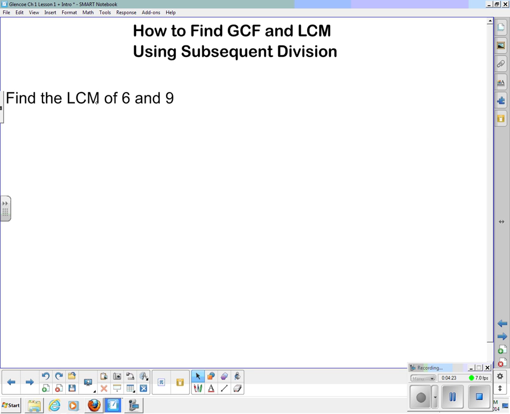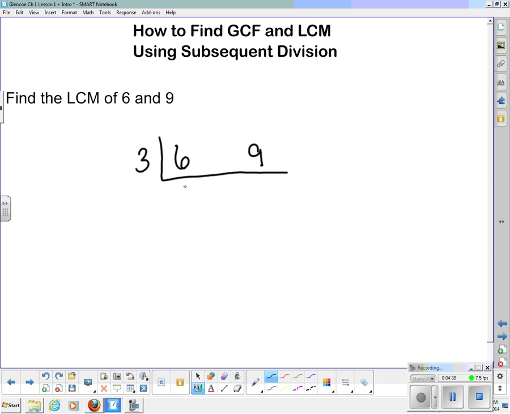LCM, least common multiple. That's where we usually have to write these really long lists that are very tedious and very boring, and we don't want to really do it. So let's try the same exact process with 6 and 9. What are we going to subdivide by? 3, and I'm left with 2 and 3. Excellent. 6 divided by 3 is 2. 9 divided by 3 is 3. And we're done. Here's your GCF. Your LCM is here too. You ready?